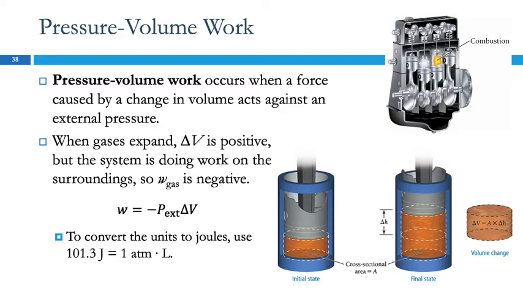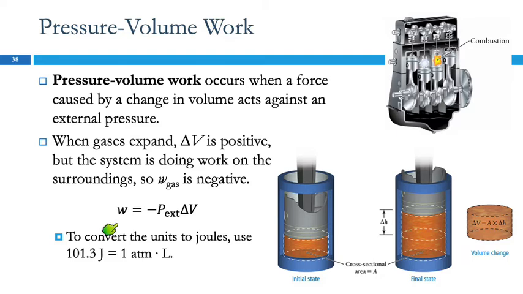So that was heat. We have to talk about work as well. The work that applies most specifically to things that we're doing in Chem 3A, Chem 1A, is pressure volume work. This is what happens when a force that's caused by a change in volume acts against an external pressure. Like a balloon is expanding and pushing something, right? When gases expand, delta V is positive. They get larger. But that system is doing work on the surroundings, and so the work has to be negative by our sign conventions.